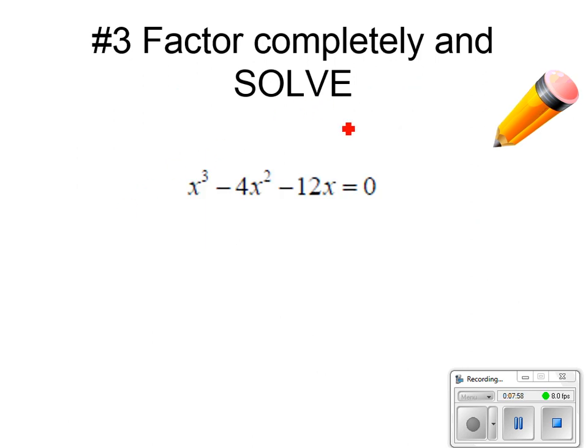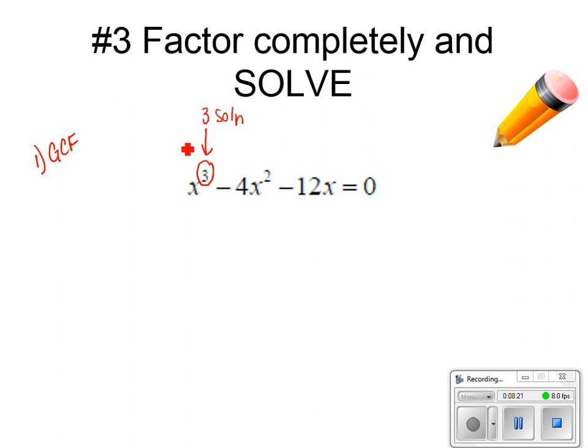Factor completely and solve. Again, we always want to make sure it's set equal to 0 before we do any factoring. Okay, I have 3 terms here. Oh, that's kind of scary. The first thing I should do is probably make sure that there's nothing in common. Okay, and how many solutions should I get when I'm all done? I have a degree of 3, so I should get 3 solutions.